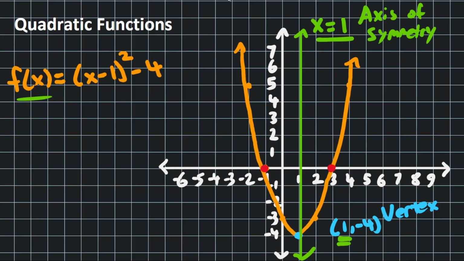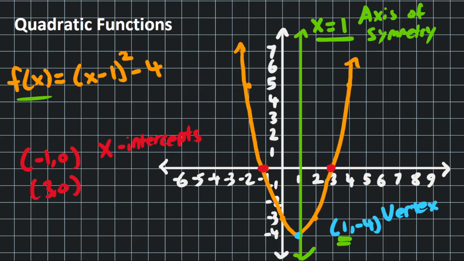Now let's talk about one more thing. We actually have these points already in red, negative 1 comma 0 and 3 comma 0. These are important, so I'll just write them here: negative 1 comma 0, and we also have 3 comma 0. Those are the two red points right here, and these have special names. These we know as the x-intercepts.